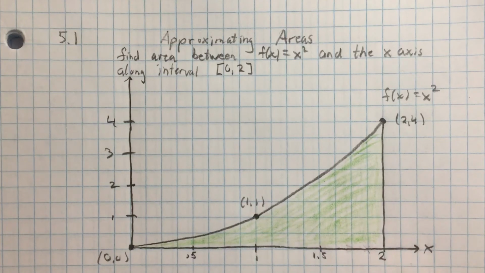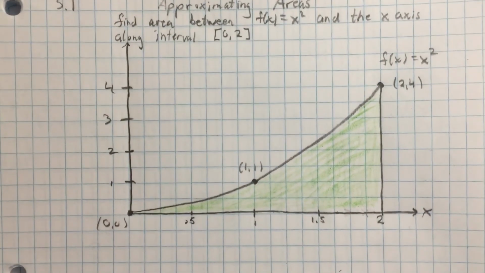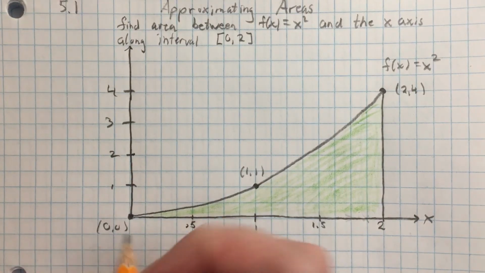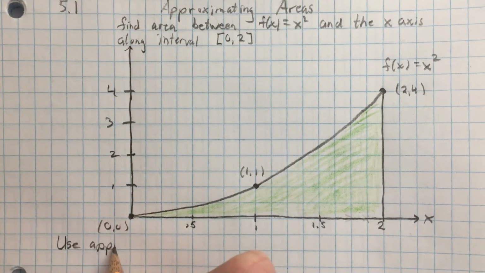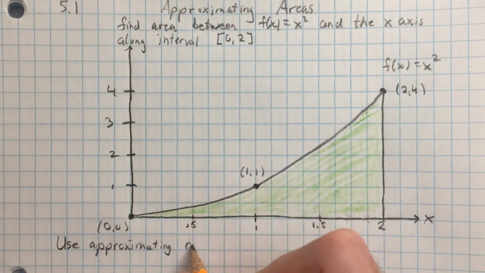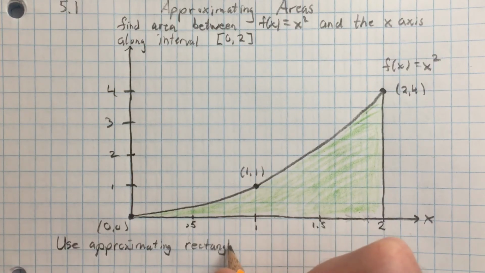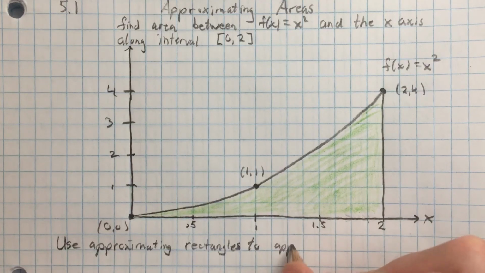We'll do this by using a very simple formula for areas that we know before, which is the area of rectangles. So we're going to use rectangles to find these areas. Okay, so we're going to use what are called approximating rectangles. And the main reason is because we know the formula for such a thing is length times width, to approximate the area under the curve.